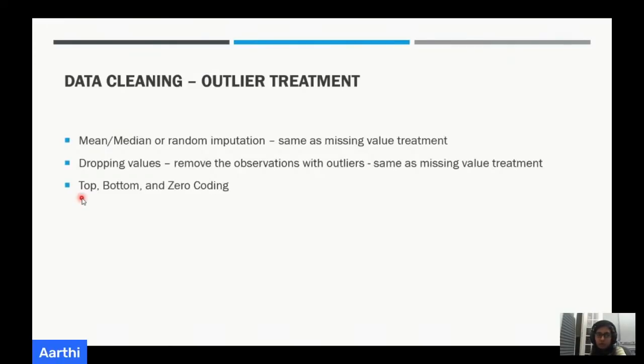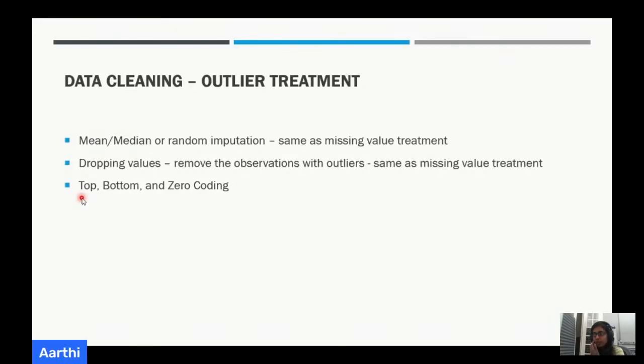So if you know the outermost limit, let's say it's a percentage column, and you know for sure the percentage cannot be greater than 100, then you can put a ceiling on all your outliers, where anything greater than 100 will take the value of 100. Bottom coding is when you know the lower limit for the data. If you know the lowest that your data can have, then you will remove all the outliers and replace them with the lowest value that your data can get.